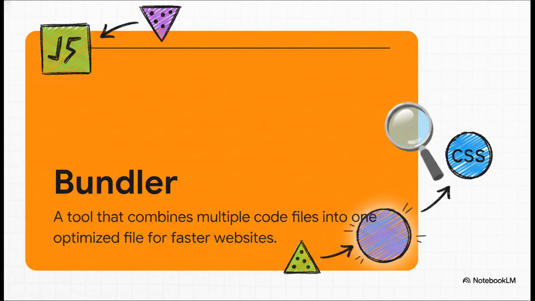Bun is also a bundler. Now, a bundler's job is to take all of your separate code files, all your JavaScript, your CSS, everything, and squish them all together into one single, highly optimized file that's perfect for a website. This means it can replace tools like Webpack or ESBuild, again, right out of the box.